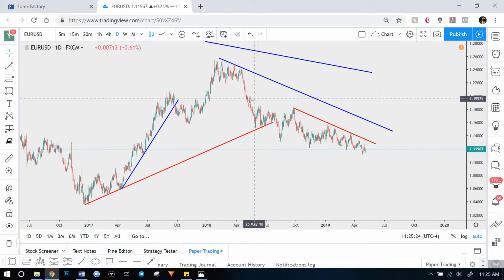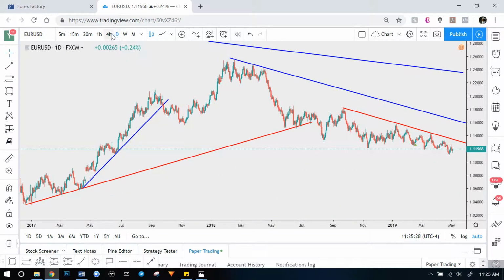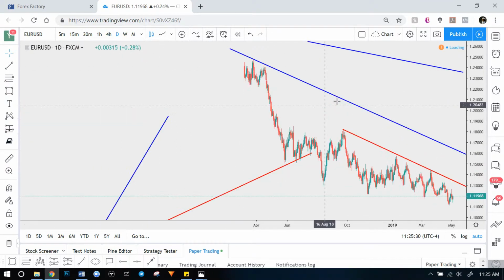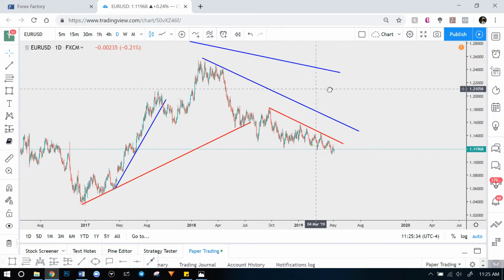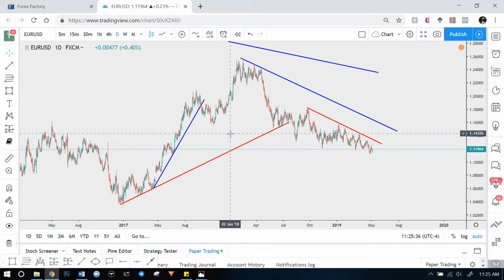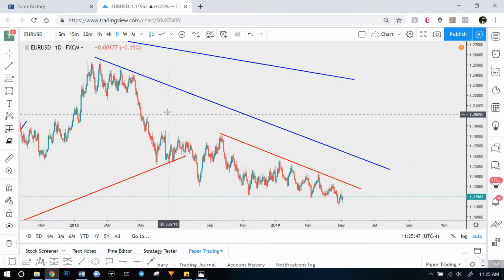Let's see another example if we can find one. All right, let's go to a lower time frame. So I forgot to mention, trend lines on a higher time frame are more valid, you can say, than trend lines on a lower time frame. It's because the lower time frame has a lot of noise, and also the higher time frame gives you a bigger picture of what's really going on with the pair.